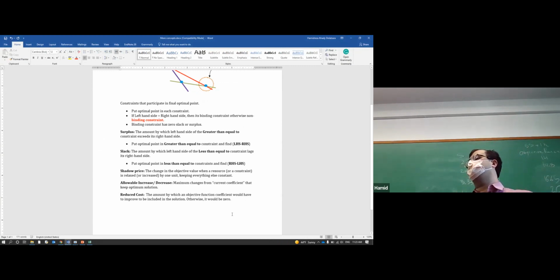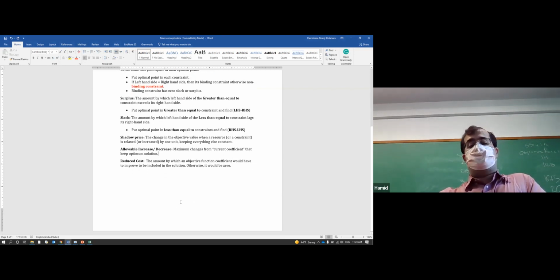Questions so far? The next concept is allowable increase or decrease: the maximum change from the current coefficient that keeps the optimal solution.